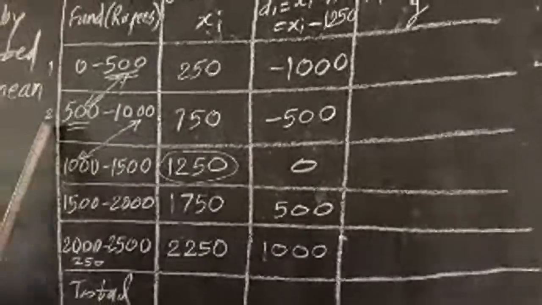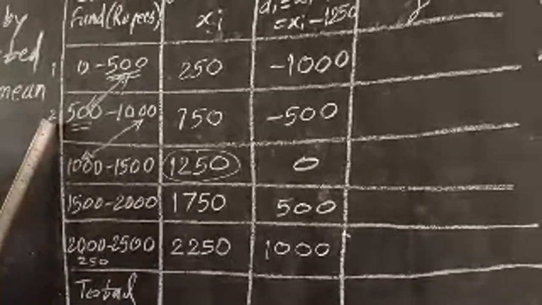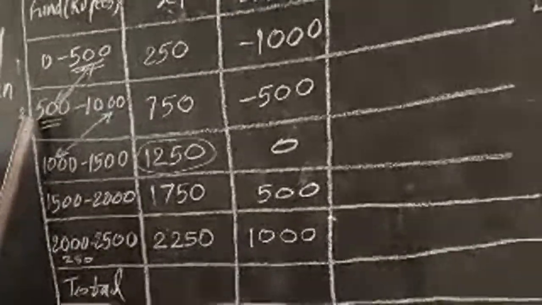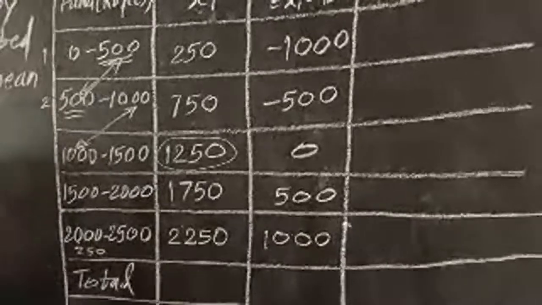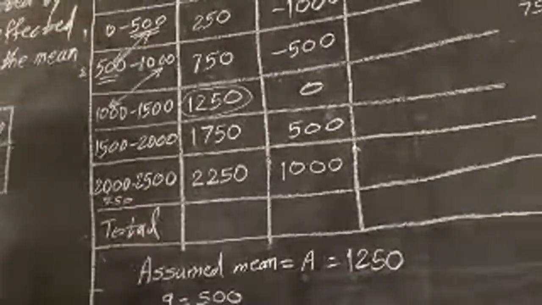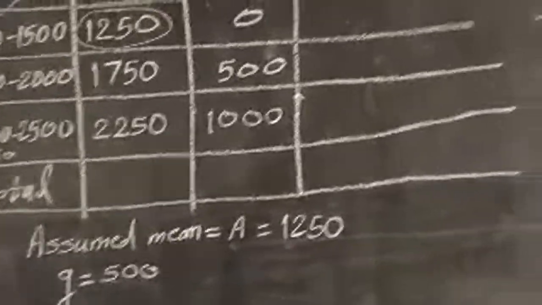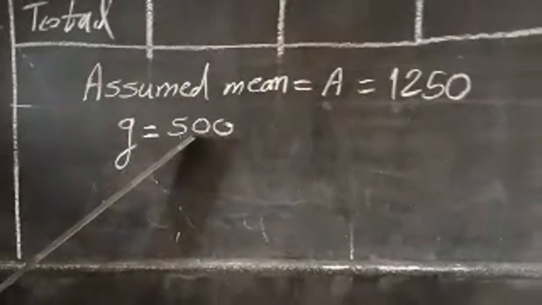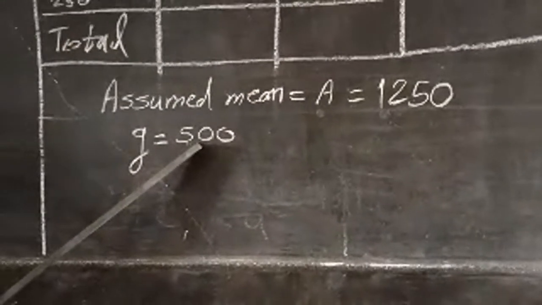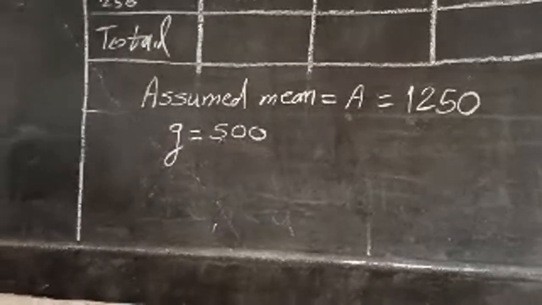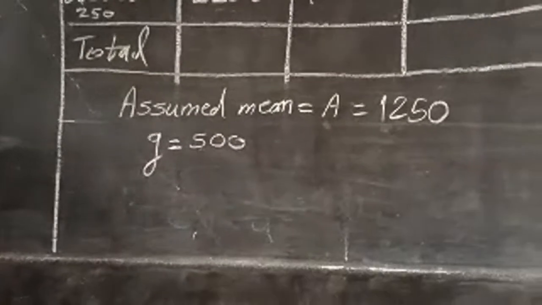Upper limit is 1000 and lower limit is 500. 1000 minus 500, we get 500. Means we apply the formula and we get h as 500. Is it correct? How many students understand? Yes, good.